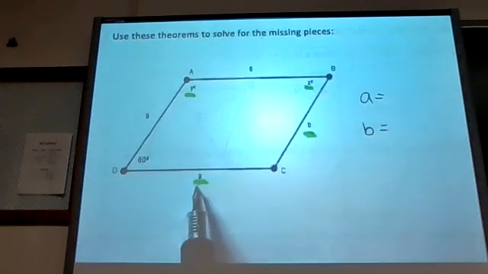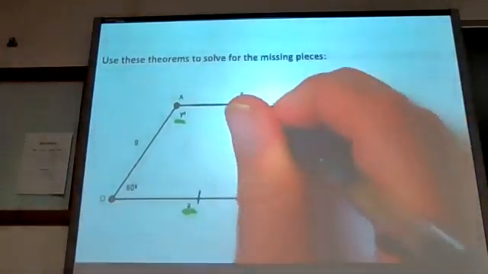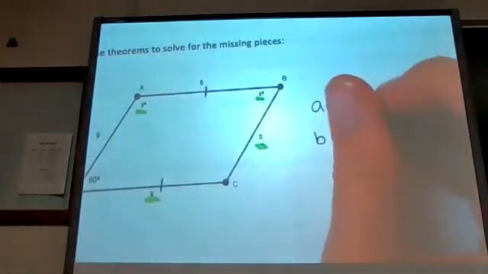What's true about our parallelogram and their sides? What sides are equal? 6. Yeah, it's gonna equal 6. Our opposite sides are congruent. So A is here, okay, A must be 6.